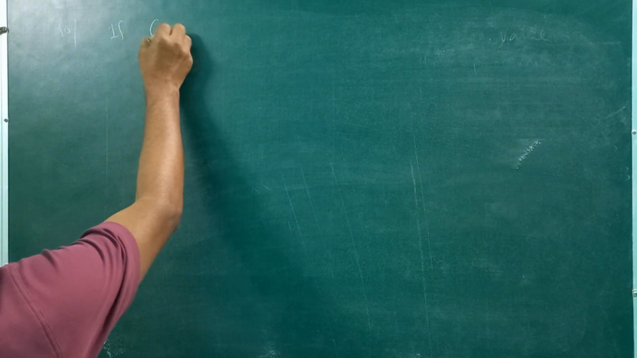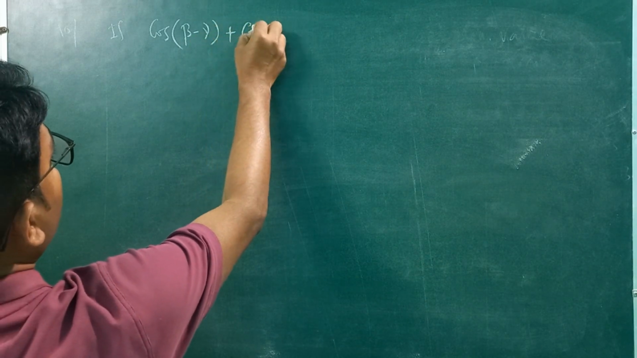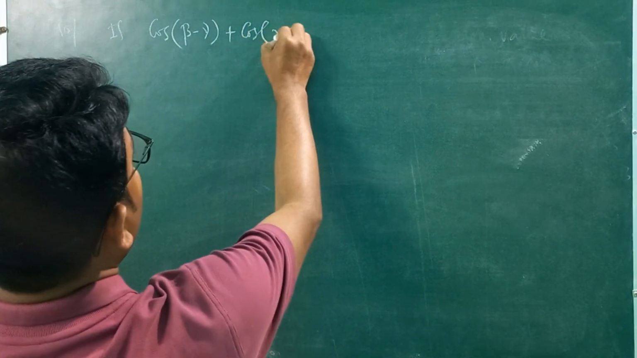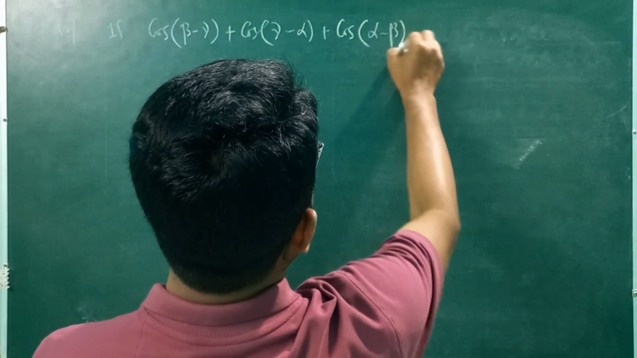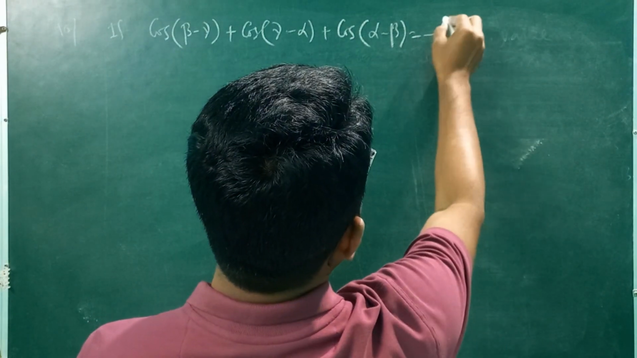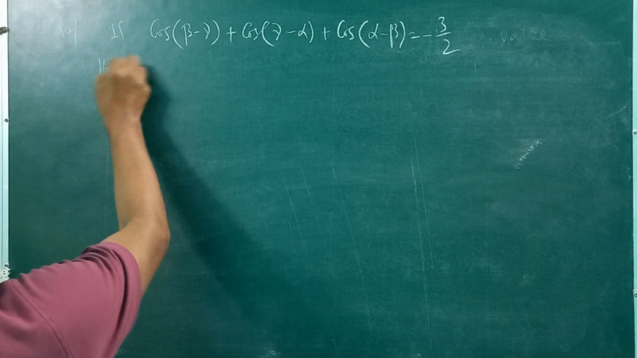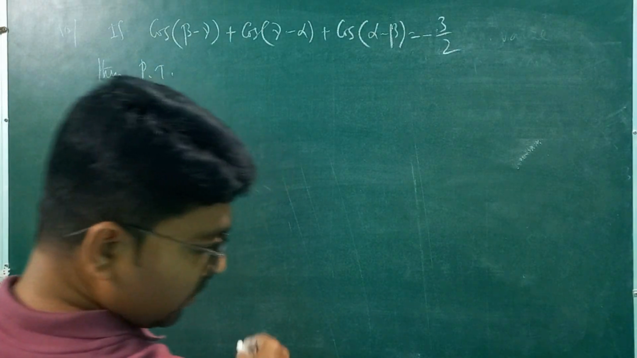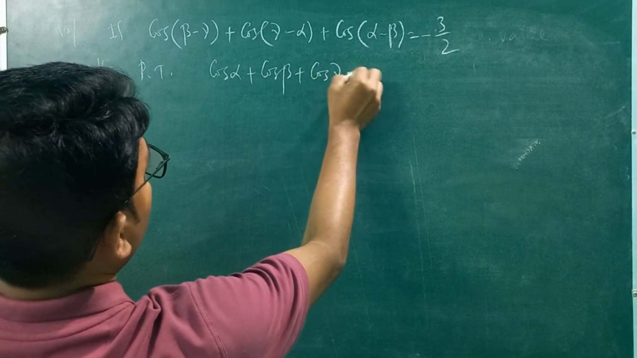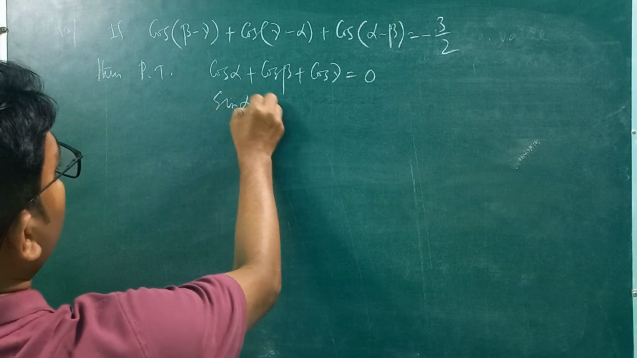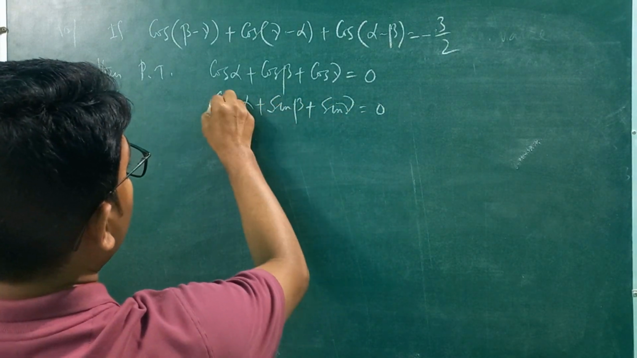If cos(beta minus gamma) plus cos(gamma minus alpha) plus cos(alpha minus beta) equals -3/2, then prove that cos alpha plus cos beta plus cos gamma equals 0, and sin alpha plus sin beta plus sin gamma equals 0.